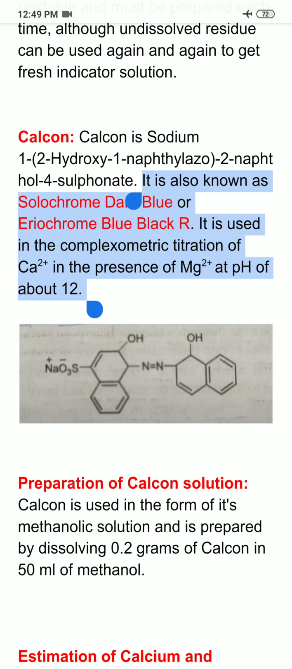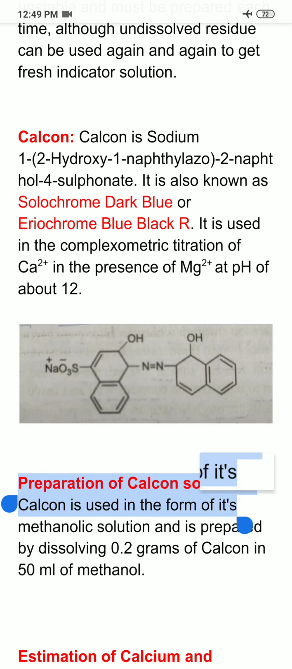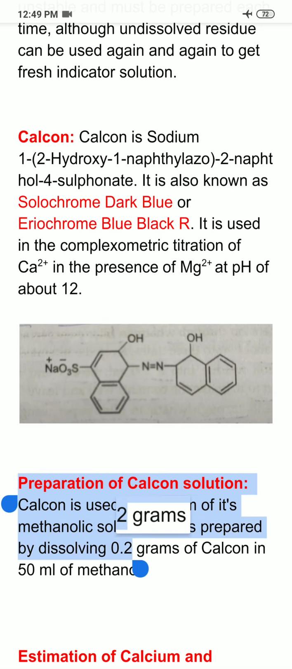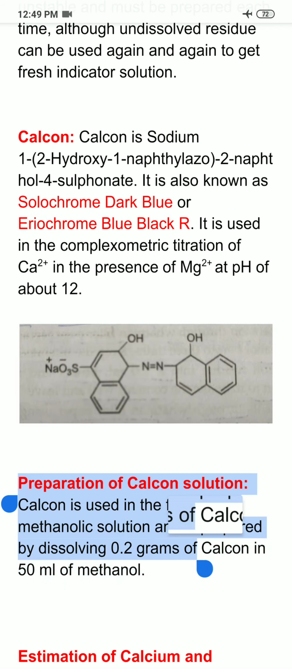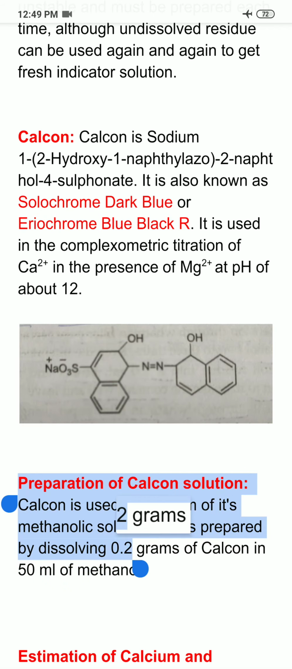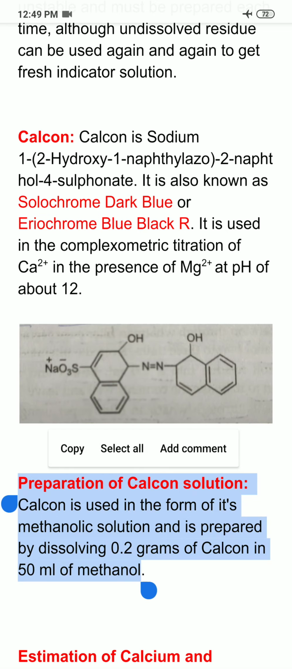Next is preparation of Calcon solution. Calcon is used in the form of its methanolic solution and is prepared by dissolving 0.2 grams of Calcon in 50 ml of methanol. This methanolic solution of Calcon is generally used for the titrations. So that was all about the use of indicators and different indicators that are commonly used in complexometric titrations. Thank you.